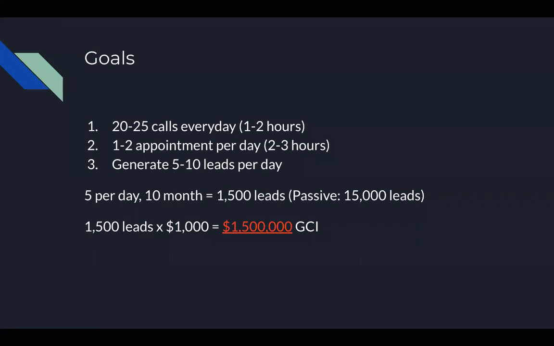5 per day over 10 months equals 1,500 leads. Passively, you have to get 15,000 leads. Times $1,000, that's about $1.5 million. If you're getting 1,500 leads and each is worth $1,000, that means you can get $1.5 million in commission.